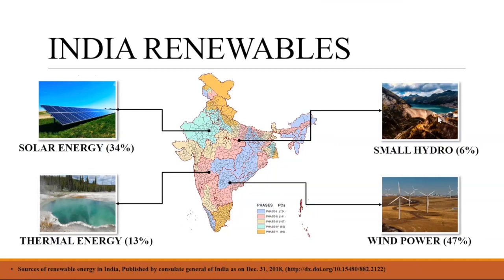This is the map which depicts how much every source of renewable energy contributes to power generation in India. So it's 34% solar, 13% thermal energy, that is geothermal, not the thermal energy that comes from coal. Okay, 6% small hydro, and 47% wind power, right?